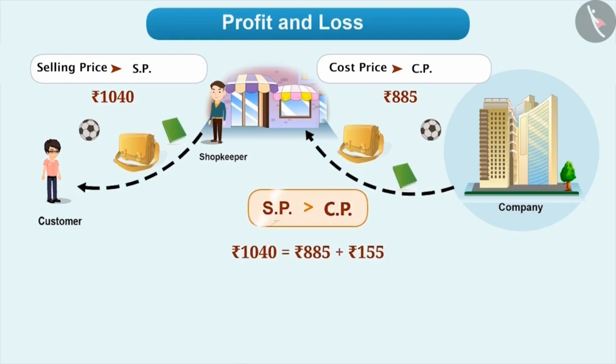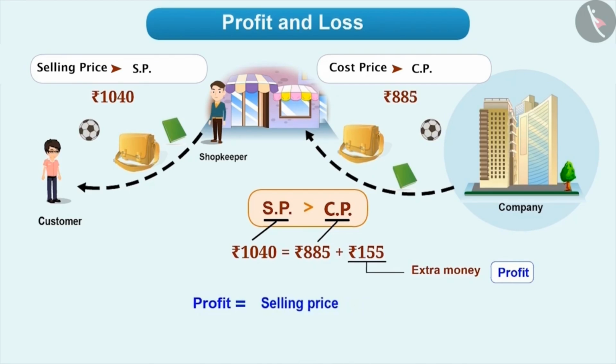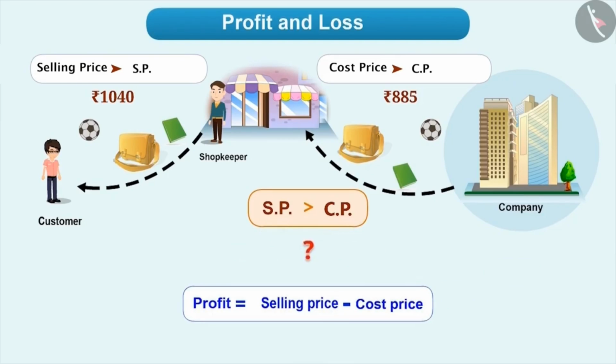If the selling price is higher than the cost price, then the shopkeeper gets his cost price along with some extra money, which we call profit. Therefore, we can say that profit is equal to selling price minus cost price. Is the selling price always greater than the cost price in every situation? Think for a while.